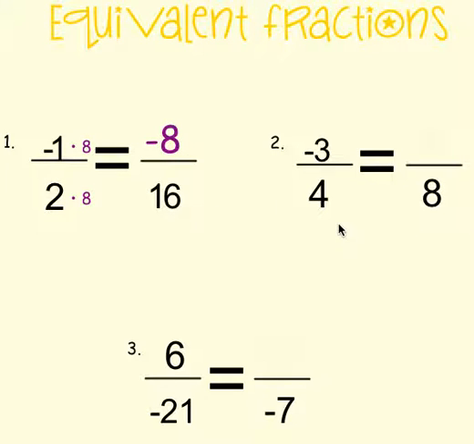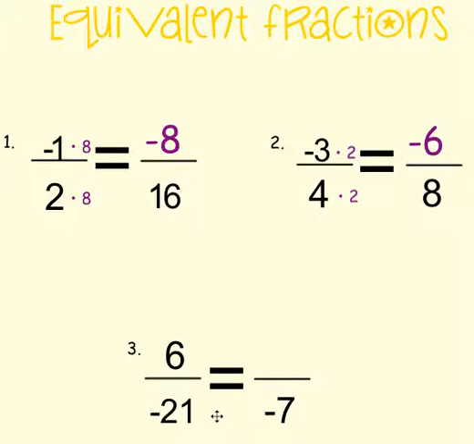Let's take a look at number 2. What operation do we have to do to get from 4 to 8? Let's multiply by 2. Whatever you do to the denominator, you have to do to the numerator. And negative 3 times 2 is negative 6.